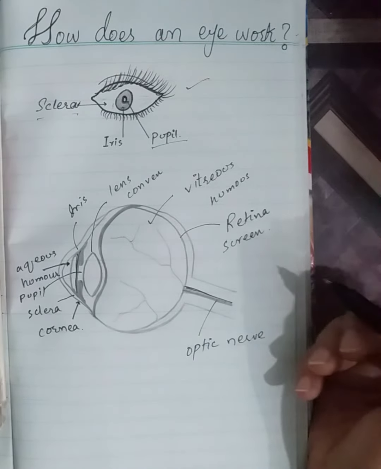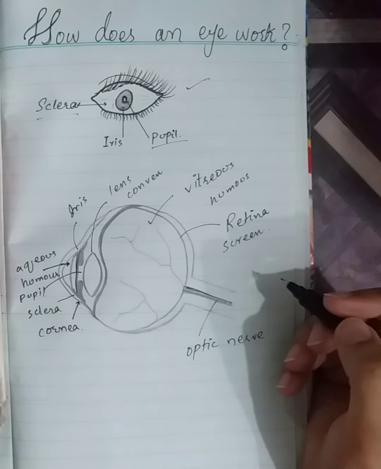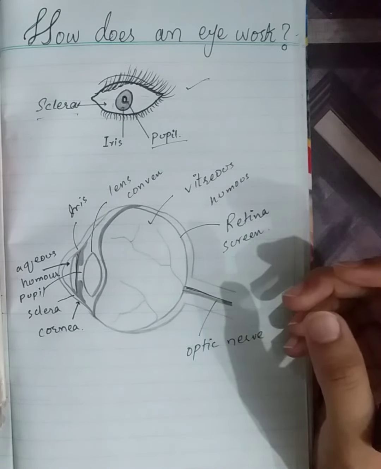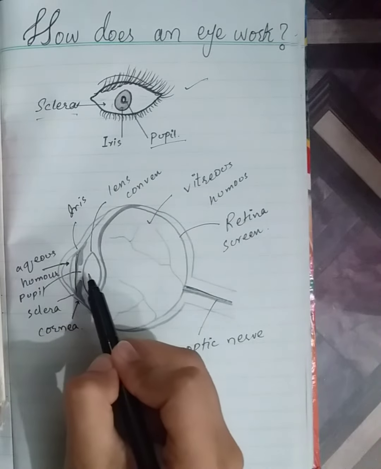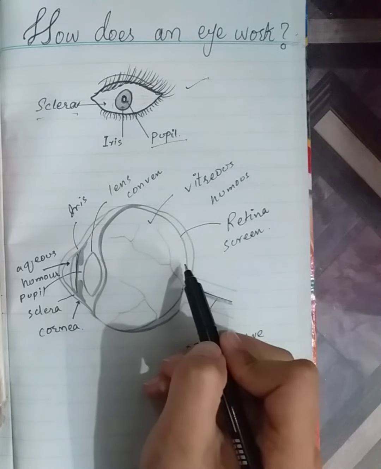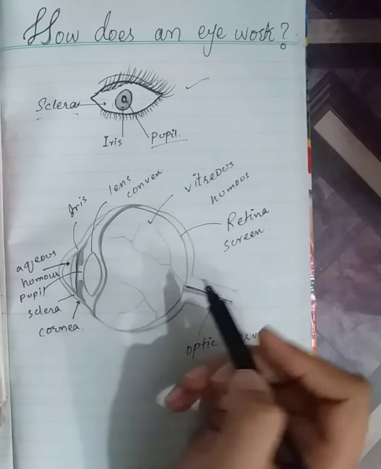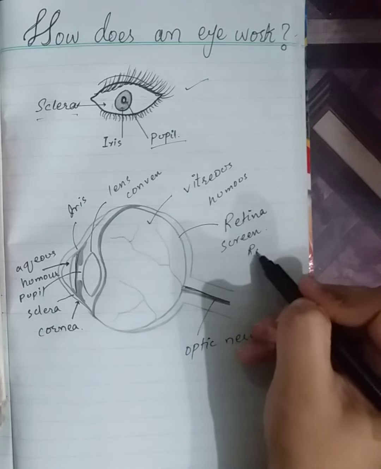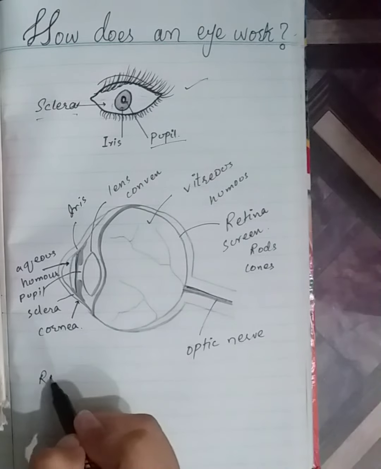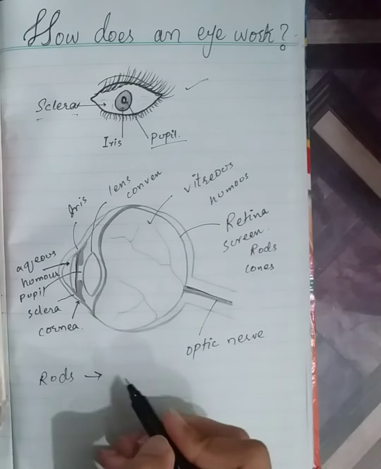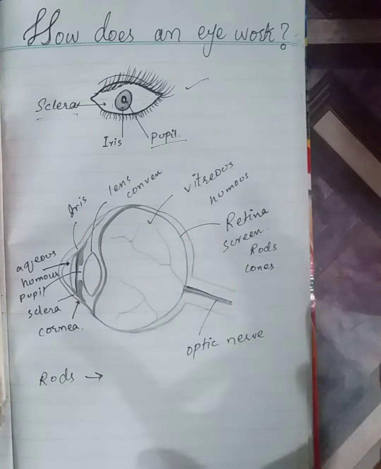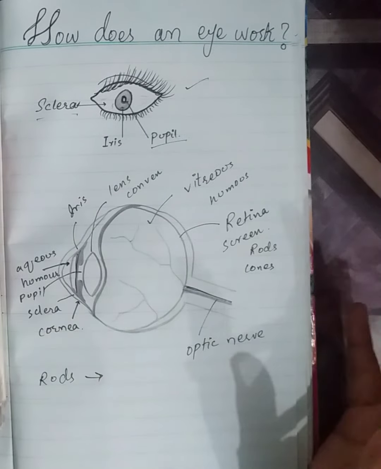Okay, if we talk about the work of the eye, what is the function of the eye, how does it work? It works on the simple principle of a camera: the light first enters through the pupil, crosses the lens, and the image is formed on the retina screen. On the retina there are two types of cells, the rod cells and the cone cells. How do they work? Rod cells identify the different intensities of light. For example, high intensity light or low intensity light, rod cells do that.